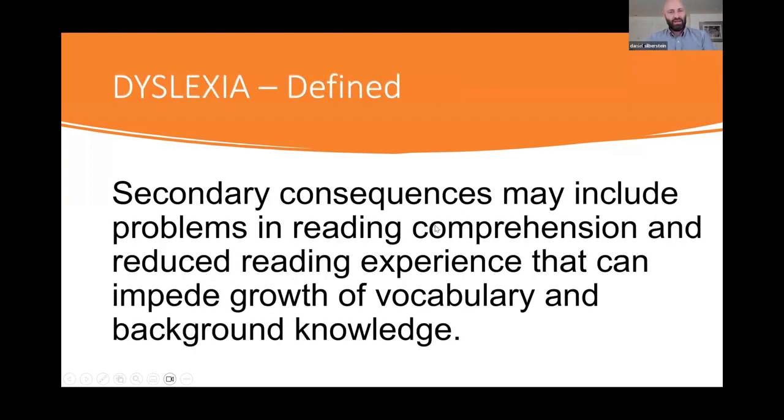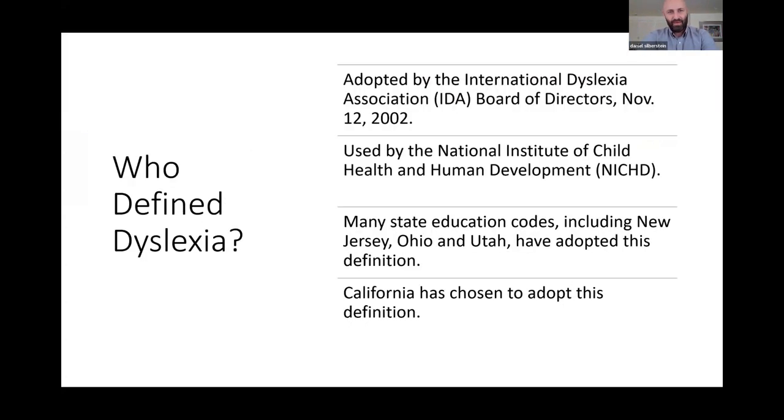And then finally, secondary consequences may include problems in reading comprehension and reduced reading experience that can impede growth of vocabulary and background knowledge. Obviously, if they're struggling on a word level, their reading comprehension is going to be impacted, and their vocabulary and background knowledge will as well. So that's the definition of dyslexia the state adopted. Where did this come from? This is from the International Dyslexia Association in 2002. Most states have the same definition of dyslexia on the books. California just chose to use IDA's definition of dyslexia.